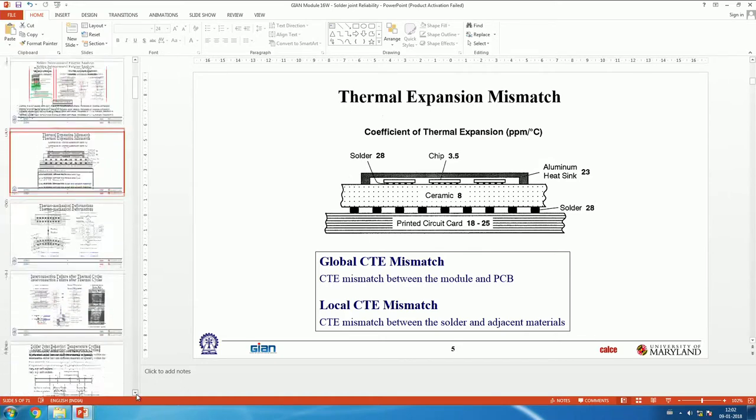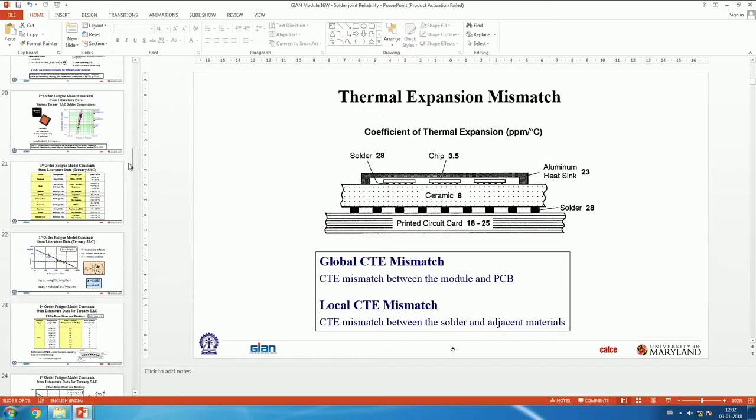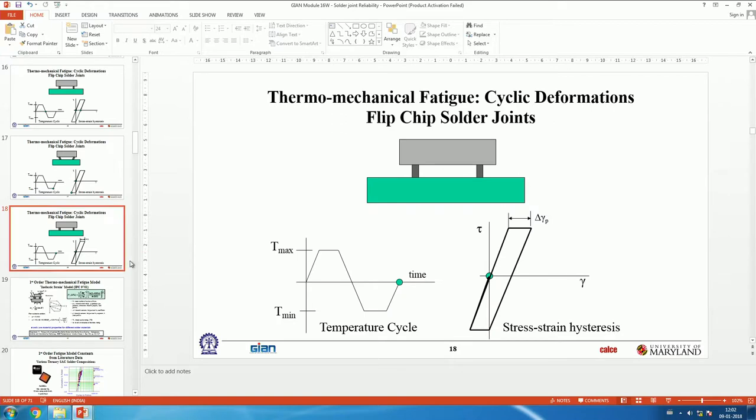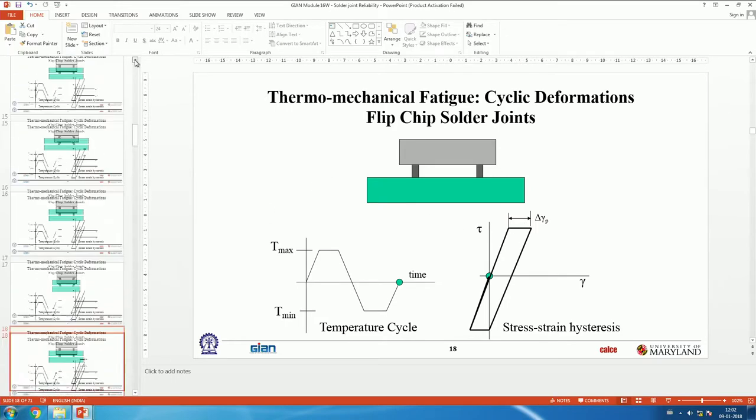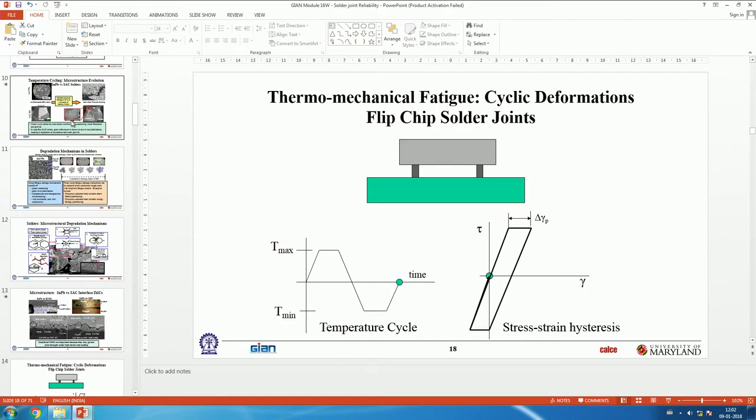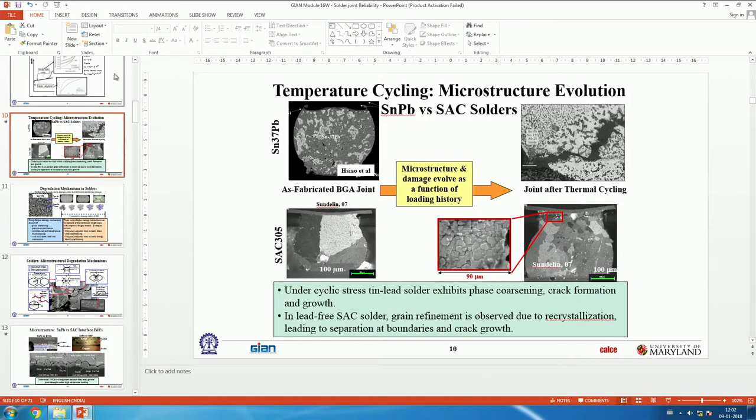Okay, so let's go back and do that. First off, I've got this delta gamma, but I cannot just put that into the Kaufman-Manson model as is. I have to use a slightly different version of Kaufman-Manson because solder creeps. Okay, so let's talk about that creep a little bit. Let's talk about what solder is and what it's doing.